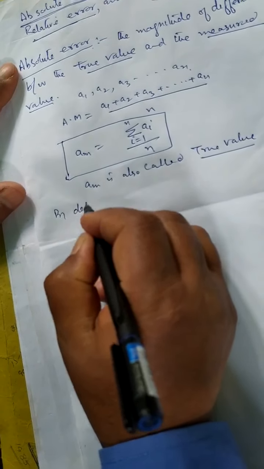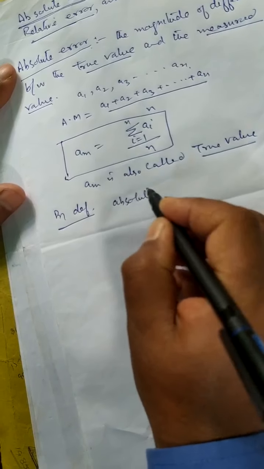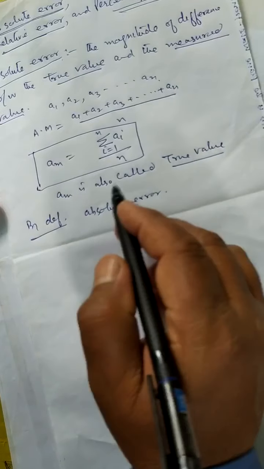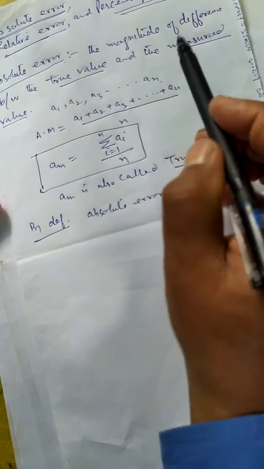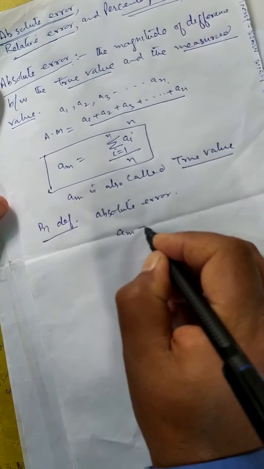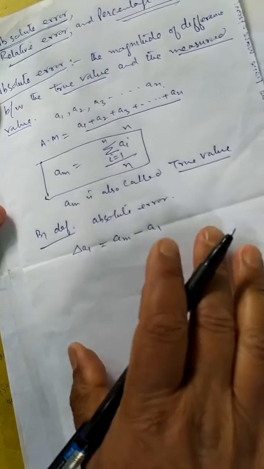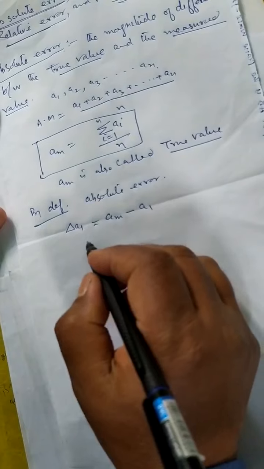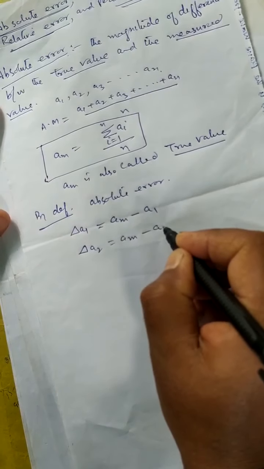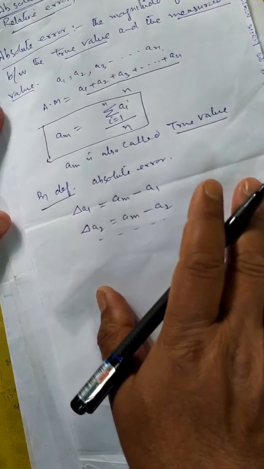By definition, absolute error is given by the difference between true value and measured value. True value AM, measured value A1. This is denoted by delta A1. Second observation, delta A2 is equal to AM minus A2. So on. Delta An is equal to AM minus An.